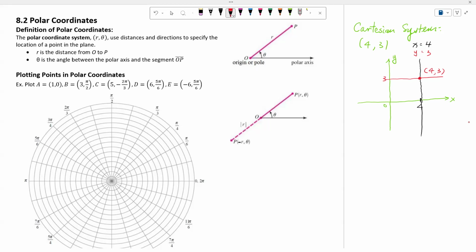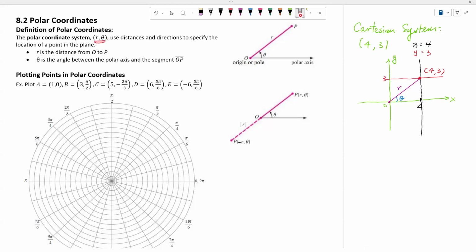However, in the polar coordinate system, we are not working with x and y. We are actually working with the distance between the point and the origin, and also the direction theta. So this is the idea about the polar coordinate system.